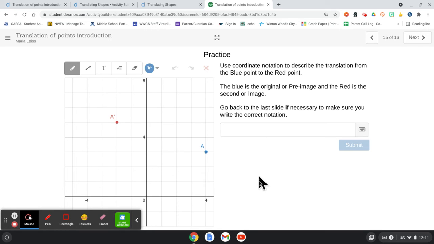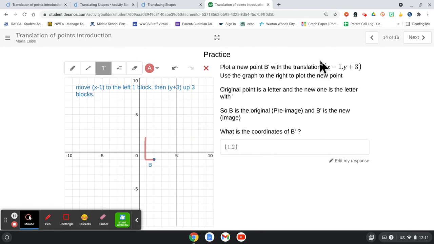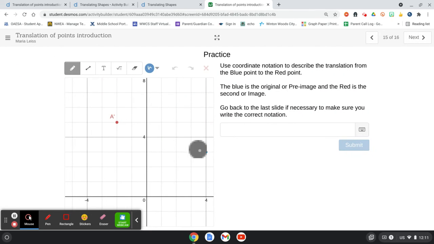Here's where it gets a little confusing for some students. Now we're actually going to write the rule. So what you're typing in this box is going to be a rule that looks similar to this: parentheses, an X and a Y, and then what's happening. If you're unsure where to start, the original is always what looks like a normal letter. The copy or the image is the one that's got that little symbol after it.